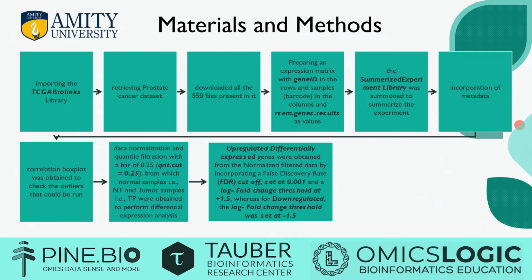Upregulated differentially expressed genes were obtained from normalized filtered data by incorporating a false discovery rate, that is the FDR, cutoff at 0.001 and a log fold change threshold at plus 1.5, whereas for downregulated genes, the false discovery rate, that is the FDR, was cut off at 0.001 and a log fold change threshold at minus 0.1.